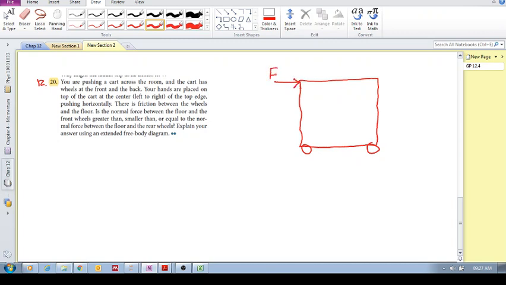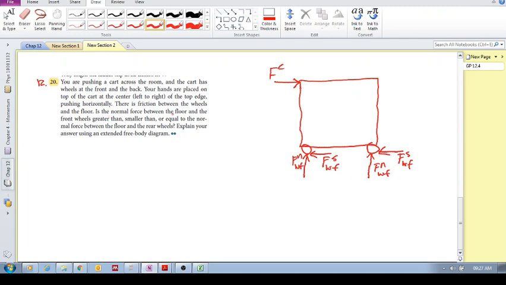Okay, so there's a contact force. There is friction between the wheels and the floor, F_s, wheels on floor. And by the way, there's also obviously a normal force between the wheels and the floor.